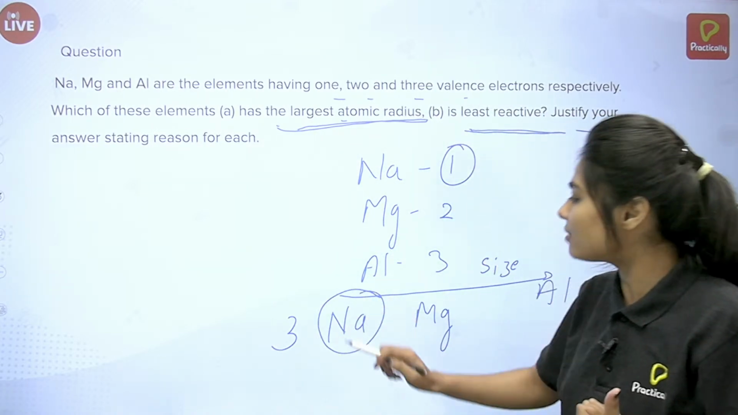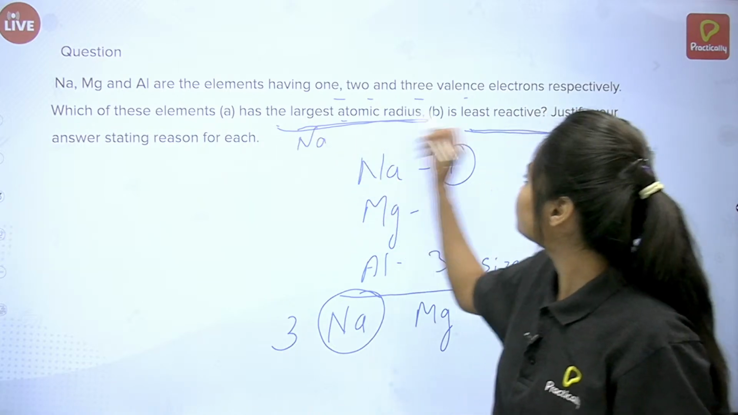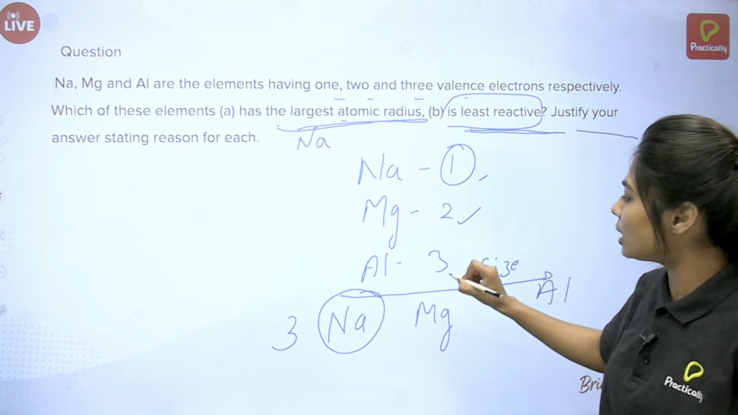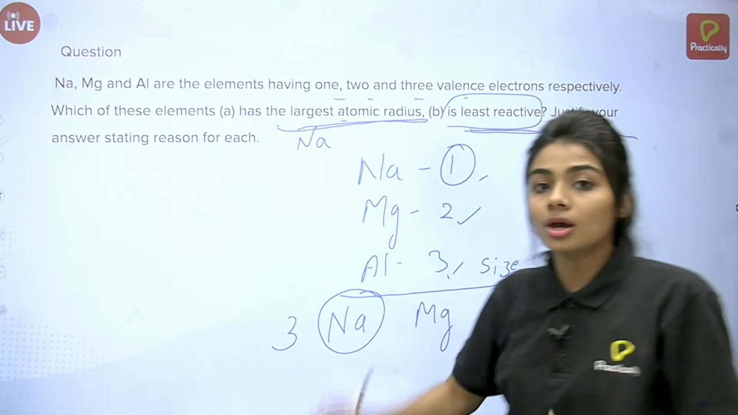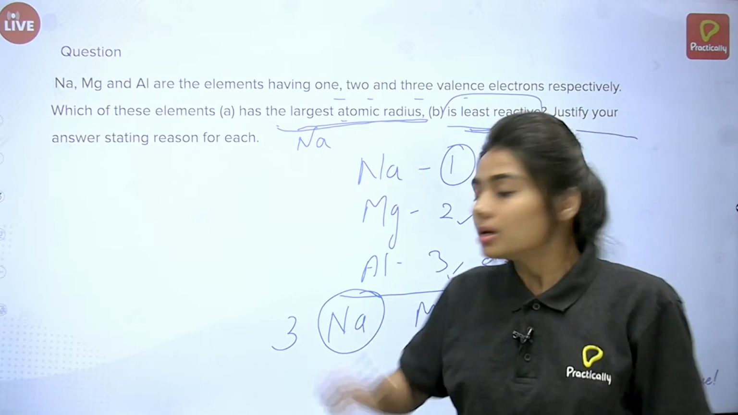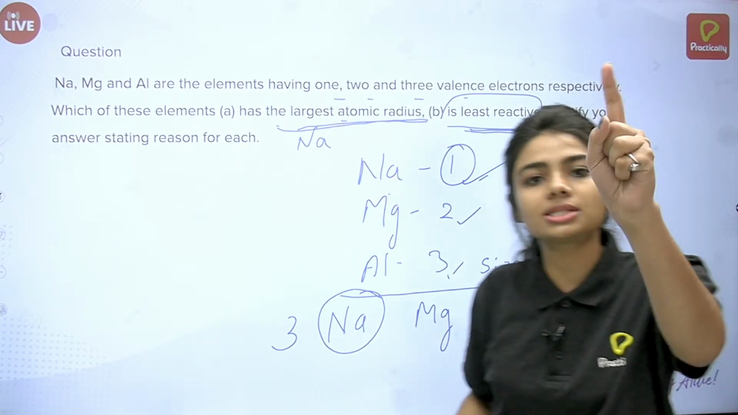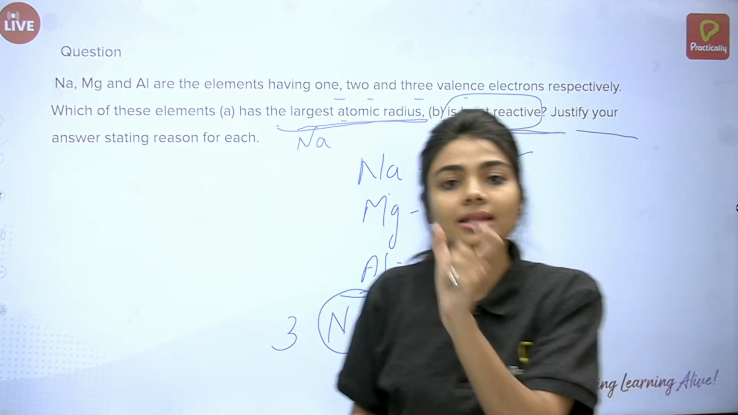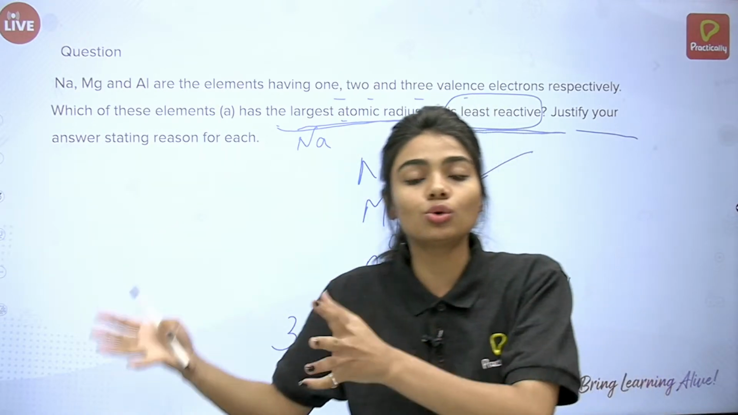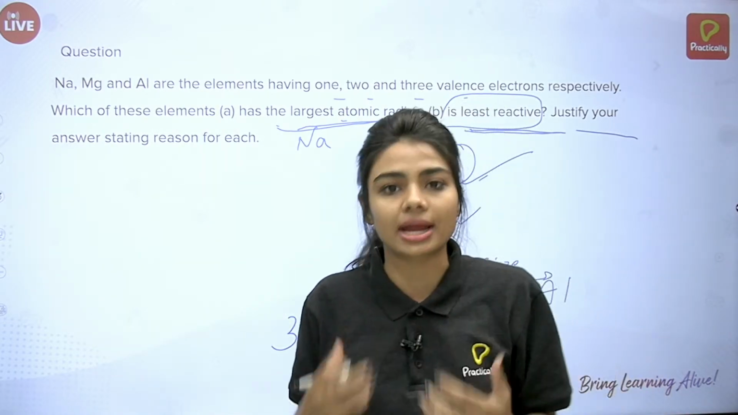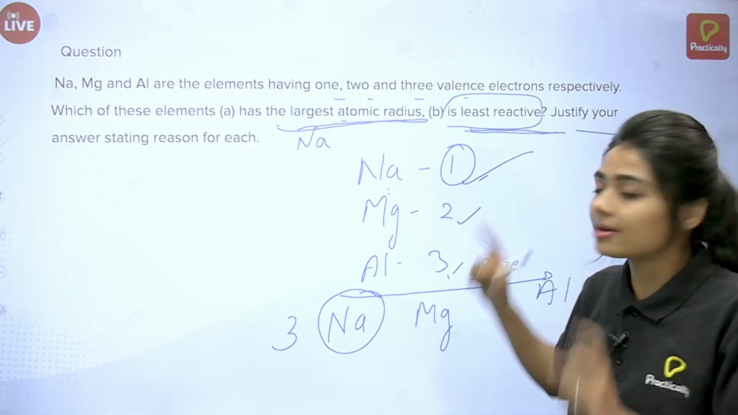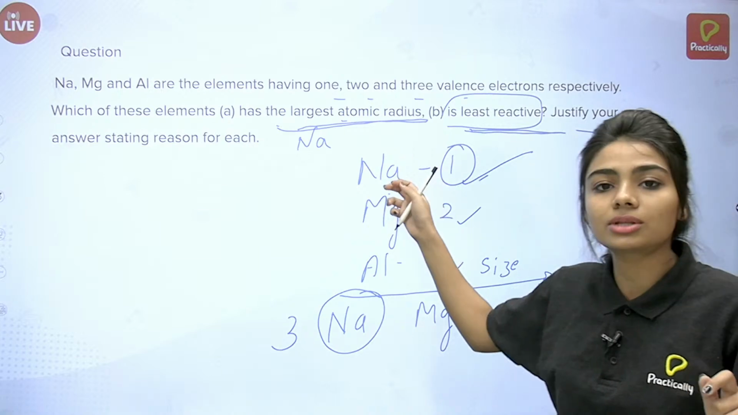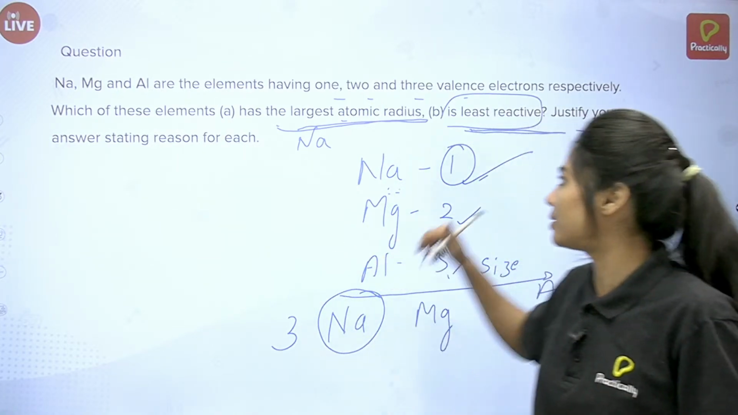So sodium has the largest atomic size. Sodium has 1 valence electron, magnesium has 2 and aluminum has 3, so which can easily lose the electron? Sodium can easily lose its electron because it has only 1 valence electron. That's why it is reactive. How can we determine reactivity? If an element can easily lose or gain electrons, it is the most reactive. Sodium has only 1 valence electron, so it can easily lose it and become stable. That's why sodium is the most reactive here.